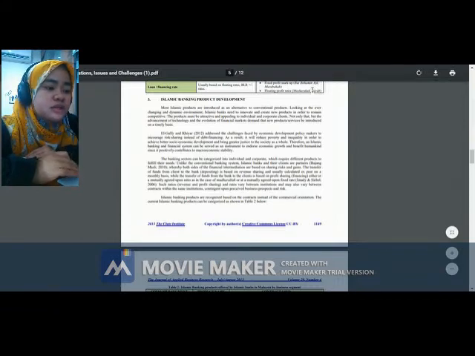So today in Malaysia, banks offer Islamic banking products. The banks offering Islamic banking products have grown to 16 banks.